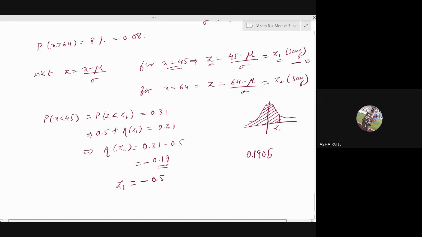Call this equation 1 and this equation 2. Now substitute this value of Z1 in equation 1. Put the value of Z1 in equation 1.